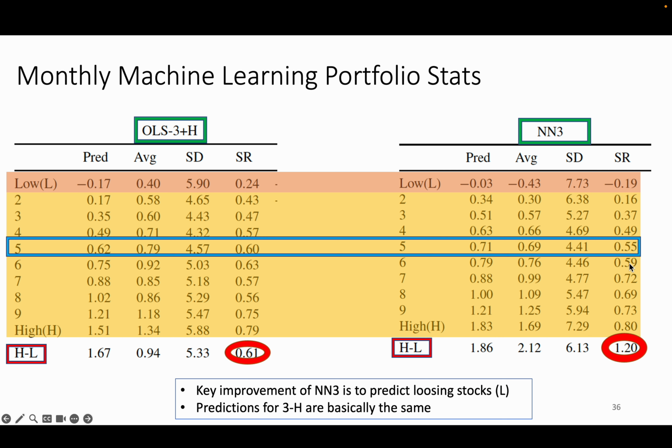If we go to the high one, it also doesn't shine. You see the Sharpe ratio is 0.79 with OLS. It's 0.8 with the neural net, so it's exactly the same thing. It does really better here in the lowest decile portfolio. So the OLS has a problem.